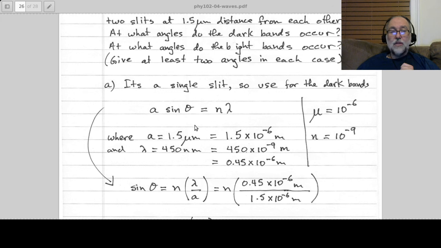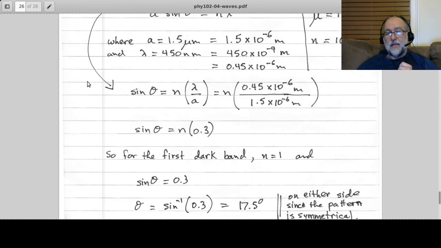So what does the formula look like? I want the angles, that's what I asked for. So sine theta is going to equal n times lambda divided by a. I just took this formula and divided both sides by a. I'll leave that alone for a second. Lambda is 0.45 times 10 to the minus 6 meters, divided by a, which is 1.5 times 10 to the minus 6 meters. Why did I go from 10 to the minus 9 to 10 to the minus 6? So that the 10 to the minus 6's would cancel here.